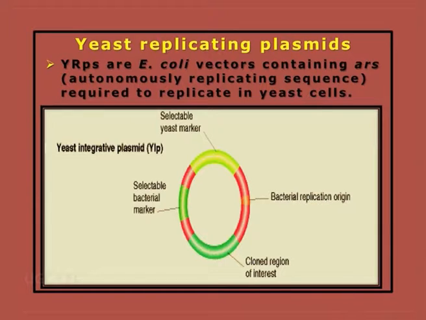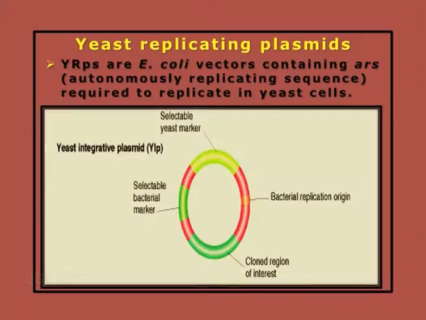Next, we are coming to yeast replicating plasmids. They contain autonomously replicating sequences, and although plasmids containing ARSs transform yeast cells properly, there exists a problem in their distribution during cell division. So next we are coming to yeast integrative plasmids. In order to gain stability, they integrate themselves inside the genome of yeast.